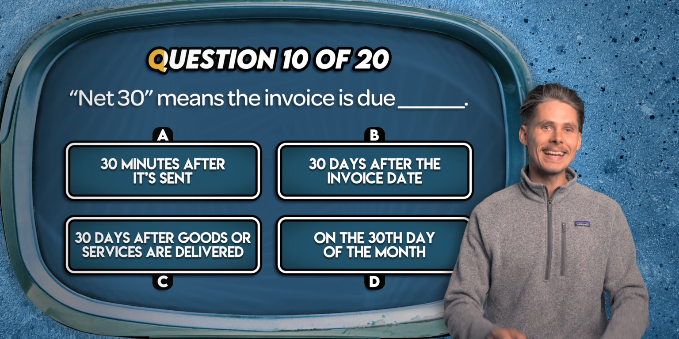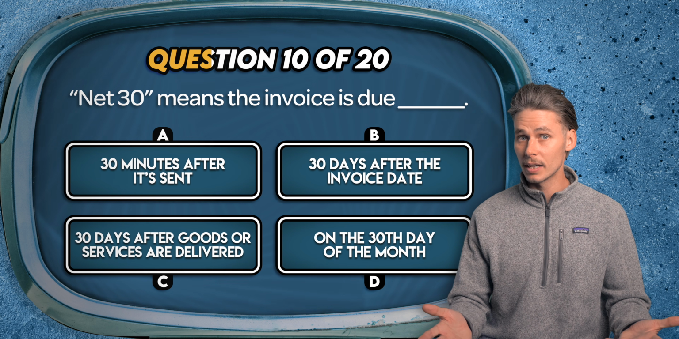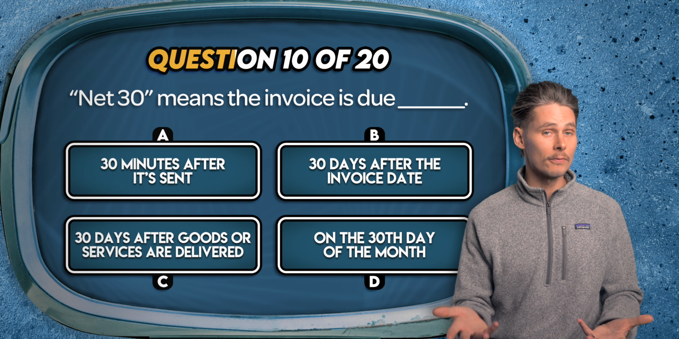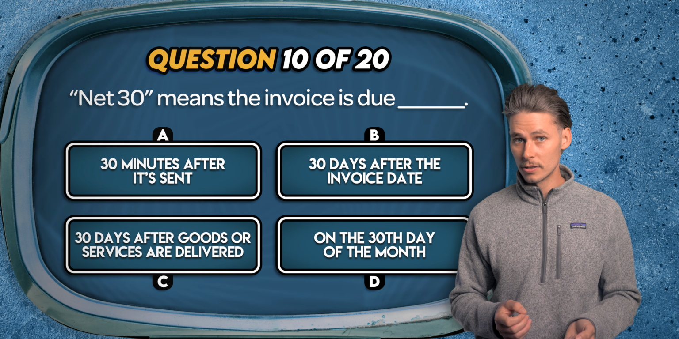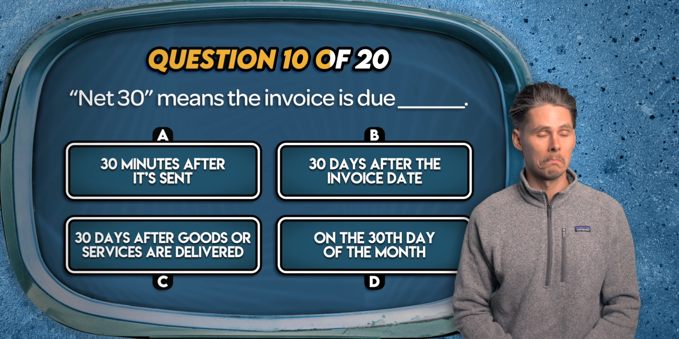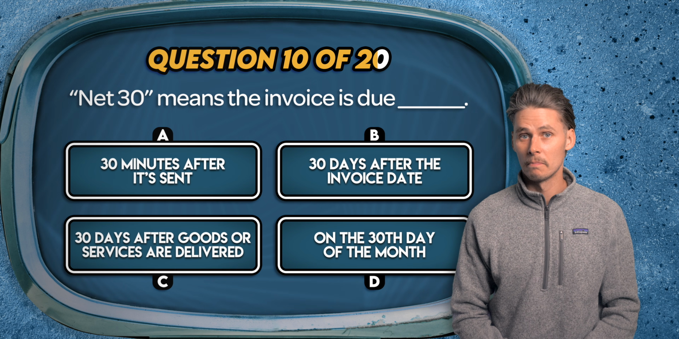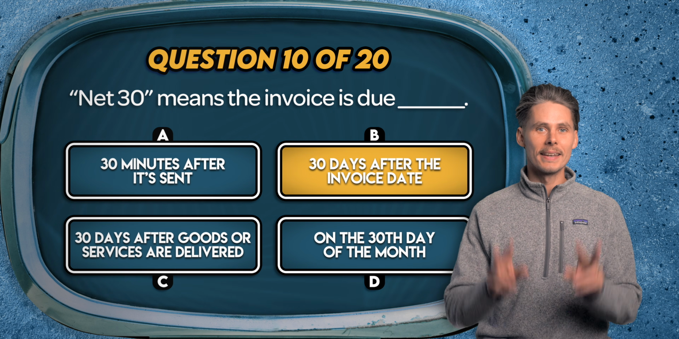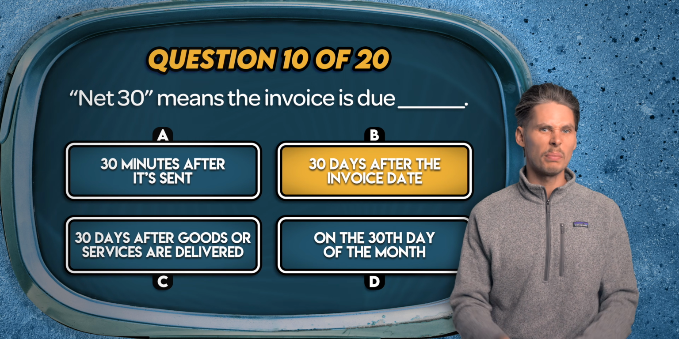Question 10. Net 30 means the invoice is due 30 minutes after it's sent, 30 days after the invoice date, 30 days after the goods or services are delivered, or on the 30th day of the month. It's B. Net 30 means the customer has 30 days from the invoice date to pay.